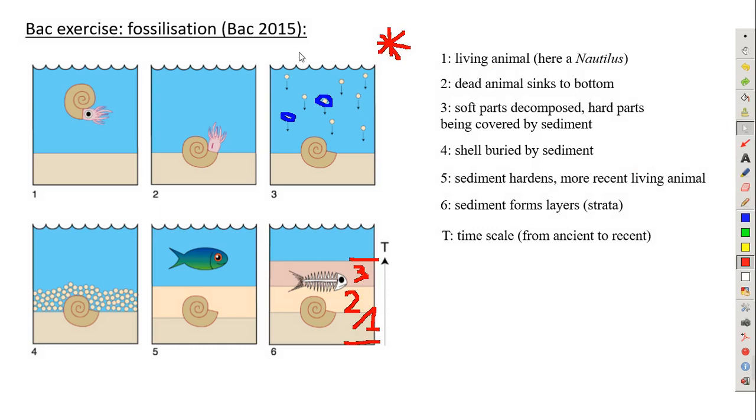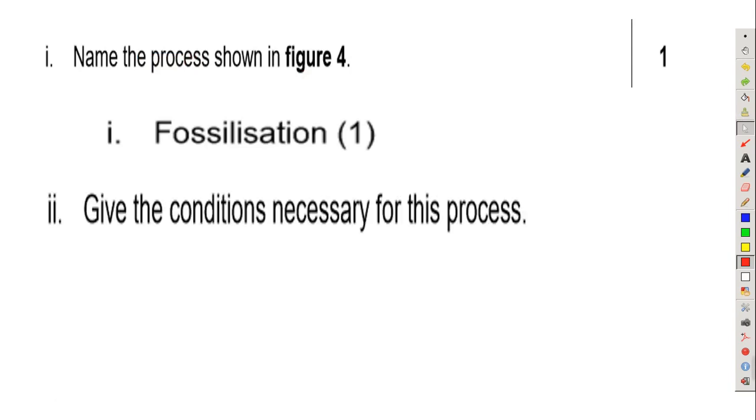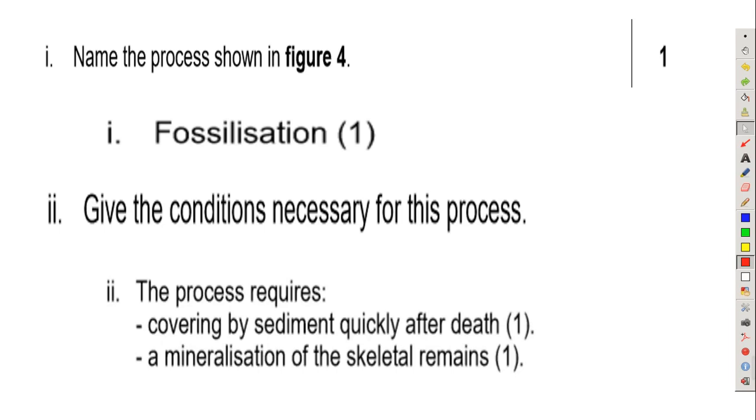Yet we've seen how fossilization occurs, but we haven't answered the question, so we still have to do that. So the two questions which were related to this diagram, in this case figure 4. First question was the name of the process, so it's called fossilization. And second question, you had to give the conditions which are necessary for this process. There are two things. The parts have to be covered in sediments. It has to be done quickly, otherwise the remains could also decompose.